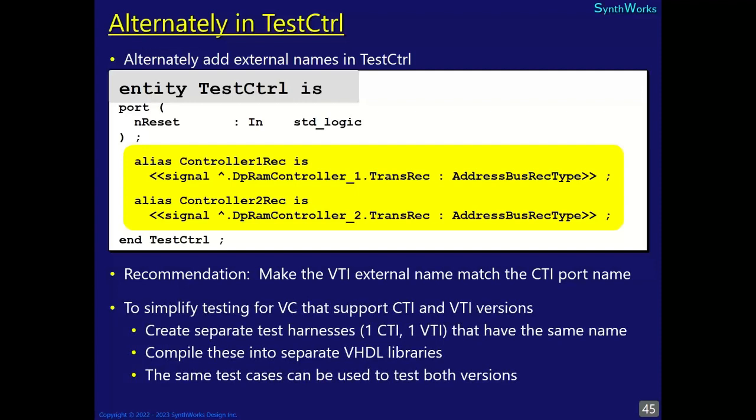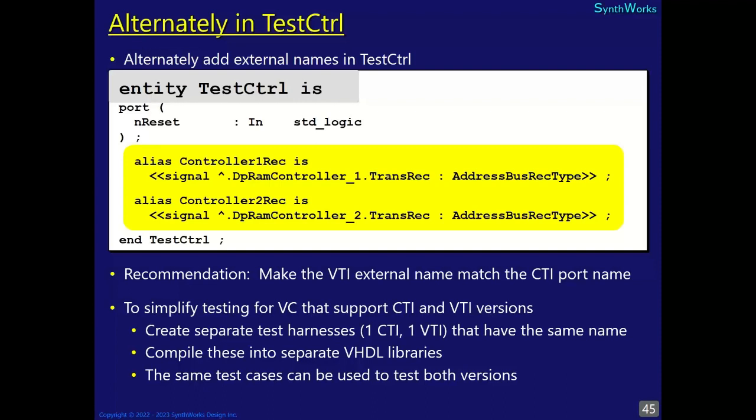I have a test harness for the connected transaction test bench, and there's a separate test harness for the virtual transaction interfaces, and we just run the same test architectures against both because we kept the names between the two different test harnesses. Everything's the same. The only thing that's different is which one we instanced.